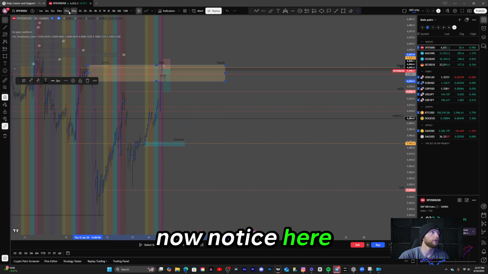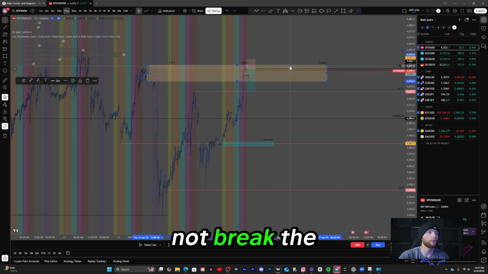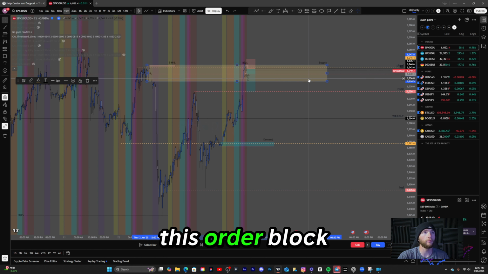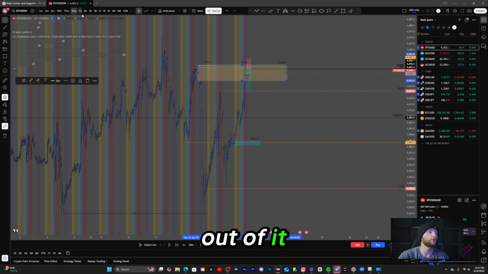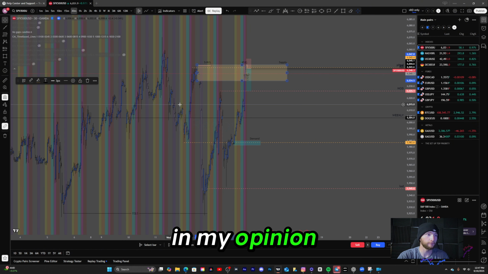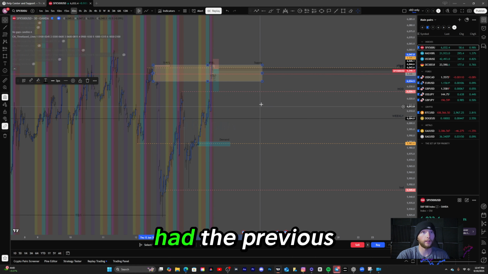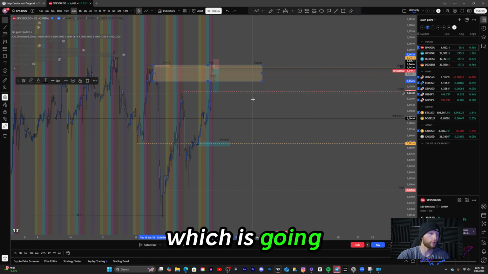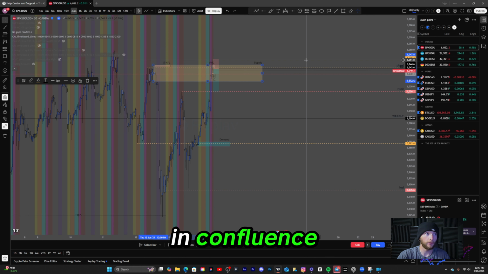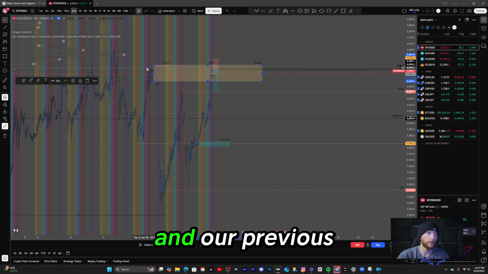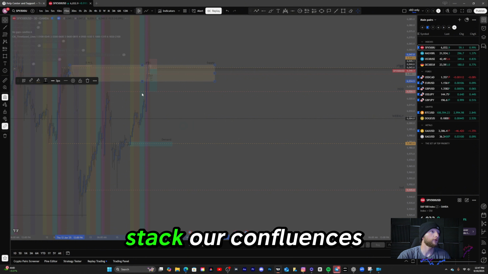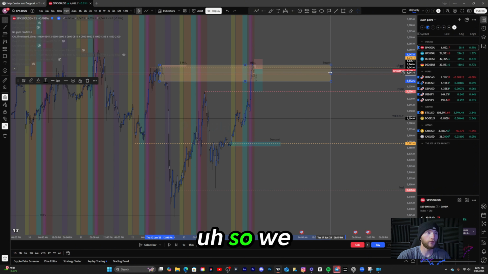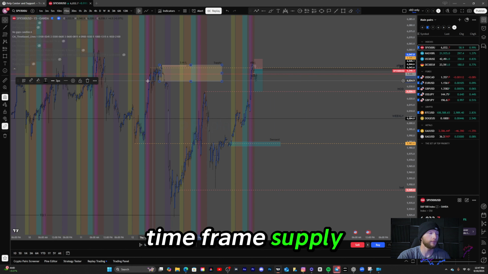Now, notice here how price did not break the supply zone, this order block. It was on the 30-minute. It only wicked out of it, so this area was still valid in my opinion. We also had the previous low of the day, which is going to be 2 days from your trading day, in confluence. So we have our high days and our previous high day. If you notice here, when we go to the lower time frames, now we're going to stack our confluences. So we had our higher time frame supply.